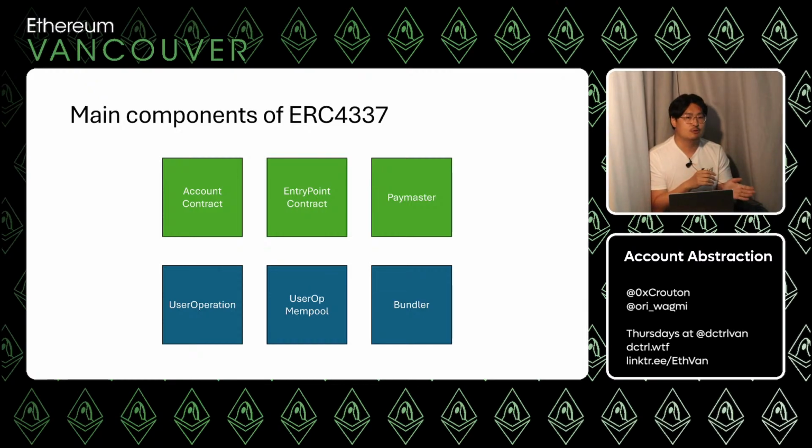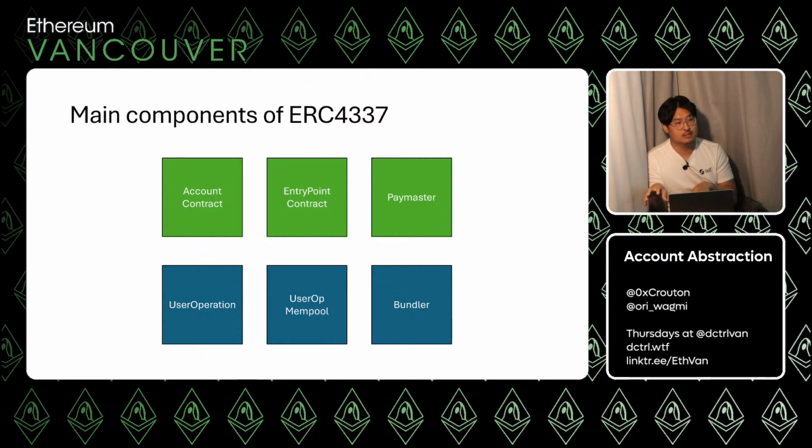Then there's the entry point contract. This is a singleton that every single wallet, dApp, and bundler knows about. So there's only one of these that exists on chain. It's canonical, like how ENS has a canonical registry. There's a canonical entry point contract that's deployed on each chain. And finally, there's the paymaster contract. These are optional helper smart contracts that will agree to pay for gas and sponsor transactions. So these are the people that are actually paying for the gas.